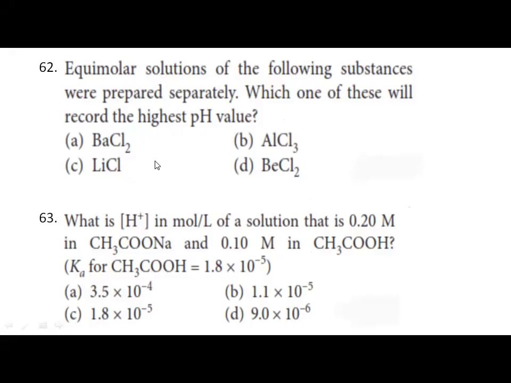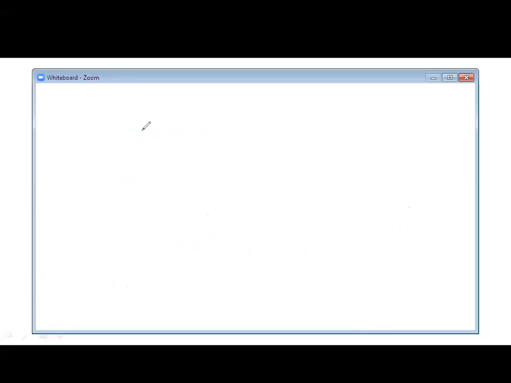Is that understood? Okay. What is the H plus ion concentration in moles per liter of a solution that is 0.2 molar in CH3COONa and 0.10 molar in CH3COOH? Dissociation constant of CH3COOH is 1.8 into 10 raised to minus 5. Okay. Let us solve it out.